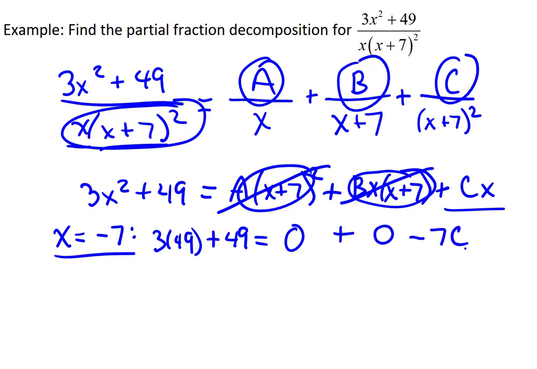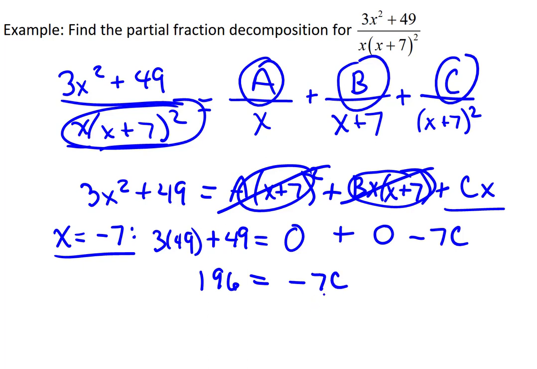If we only have one of our ABC variables showing up, that means we can solve for it. So let's take this a step further. Turns out that 3 times 49 plus 49 is 196. So that's what we have on the left side. On the right side, we just have -7c.